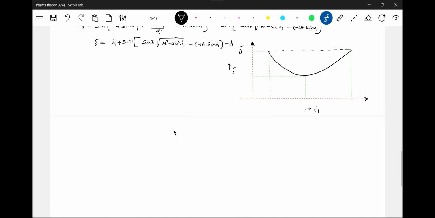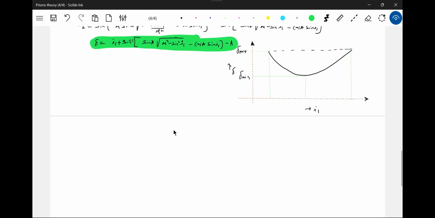So this will be the maximum deviation, minimum deviation, and the deviation as a function of angle of incidence according to this particular equation. We have plotted deviation as a function of angle of incidence. On the y-axis, deviation. On the x-axis, the angle of incidence. Then how will the curve be? The curve will take shape like this. It's not symmetric, you can see that.